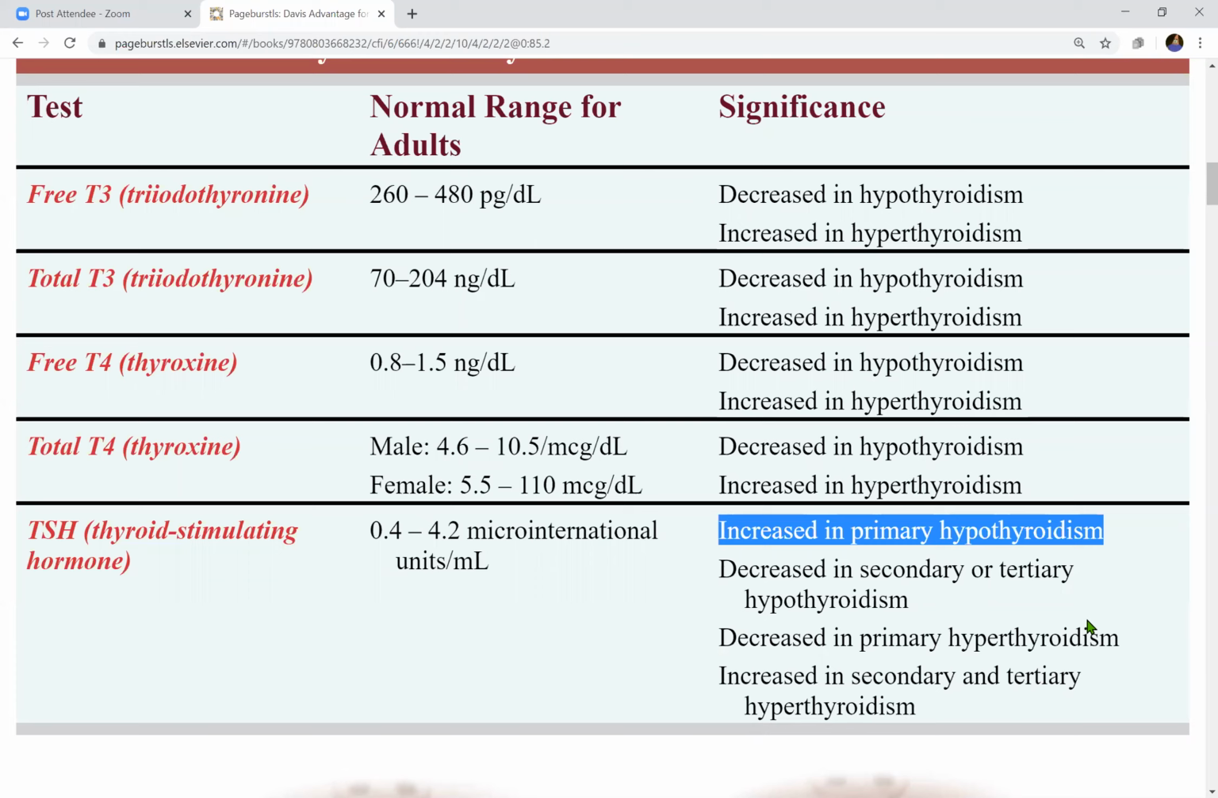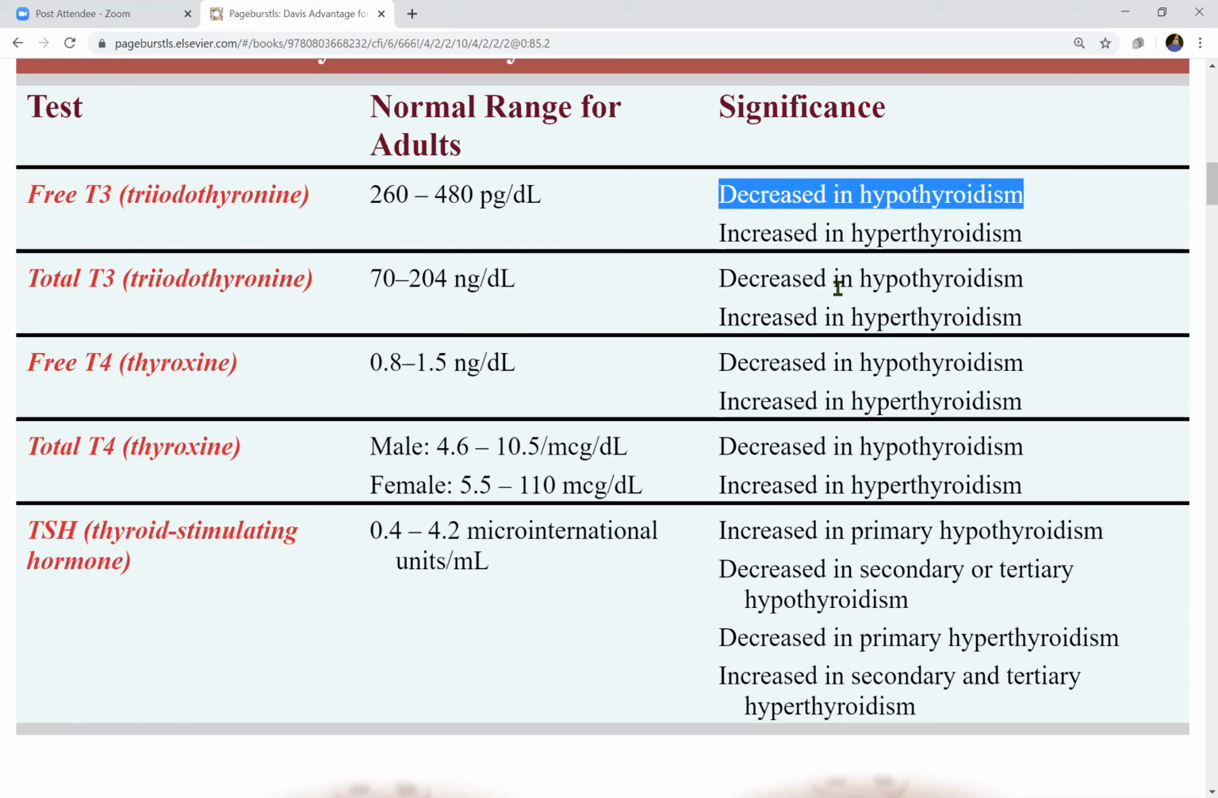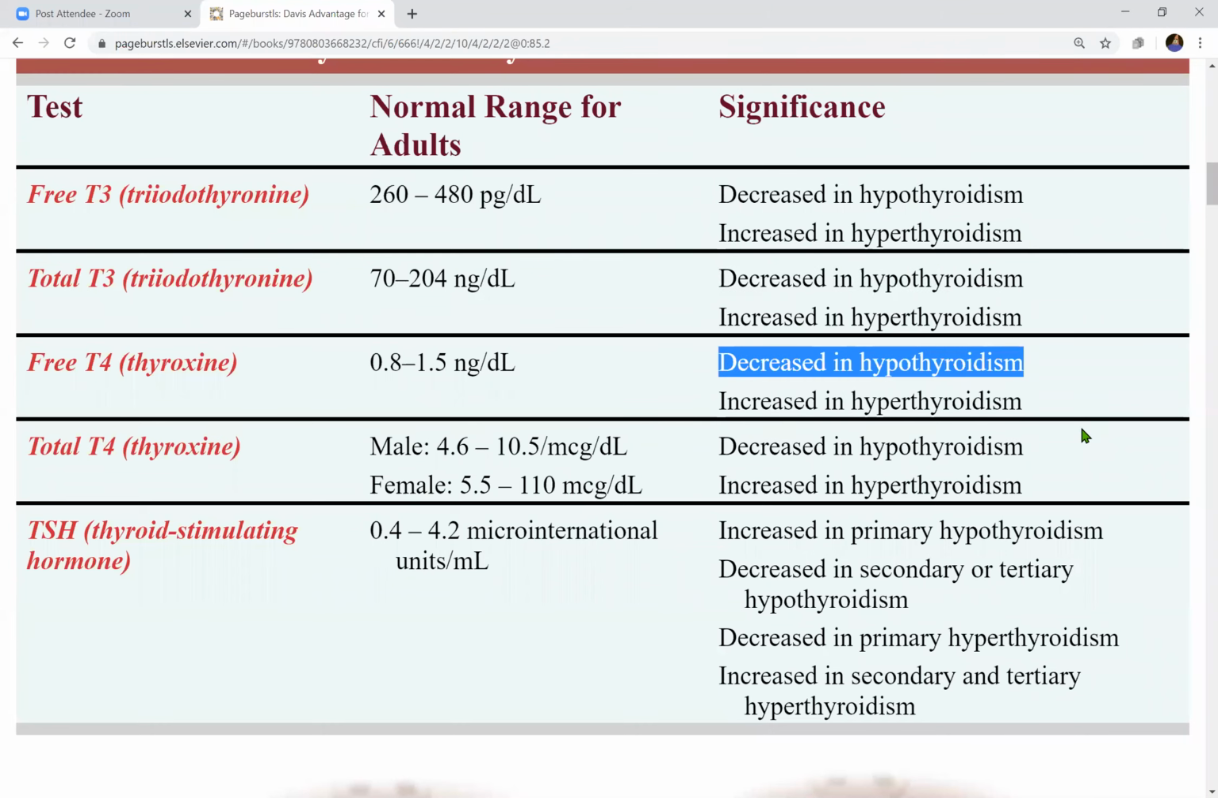So in primary hypothyroidism, since the problem lies with the thyroid glands themselves, nothing's wrong with the pituitary. Because in primary, the thyroid glands are defective, therefore they're not releasing T3, T4. That low T3, T4 level, which is here, low, low, low, will become the trigger for the pituitary gland to release more TSH in an effort to increase T3, T4 levels. Are you with me so far?